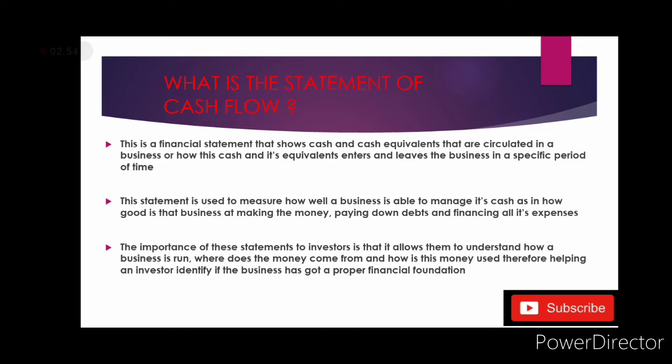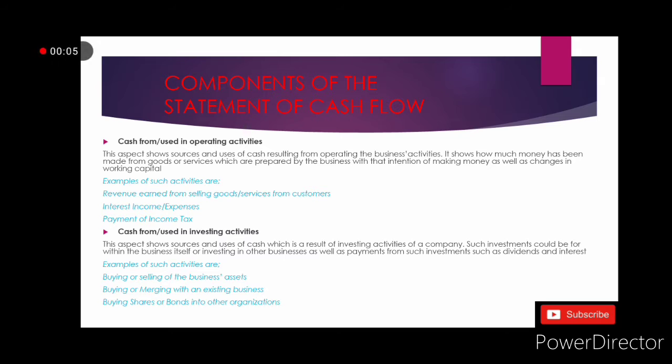So let's get down to checking out the components of the statement of cash flow. The first component is cash from or used in operating activities. This aspect shows the sources as well as the uses of cash resulting from operating the business activities. It shows how much money has been made from goods or services that were prepared by the business with the intention of making money, that is through selling, as well as changes in the working capital.